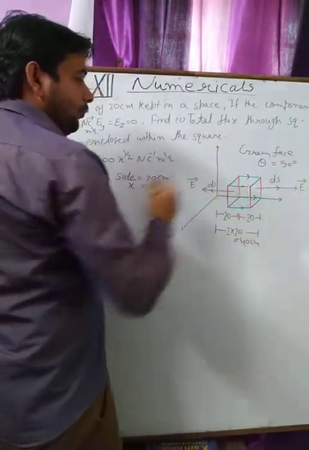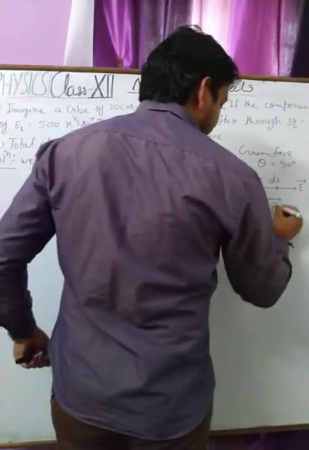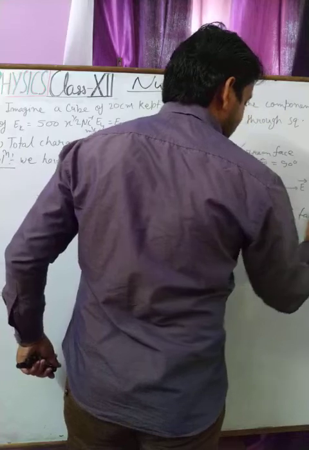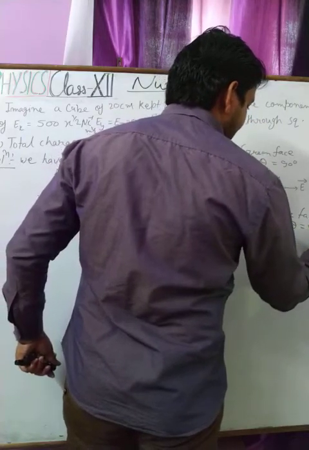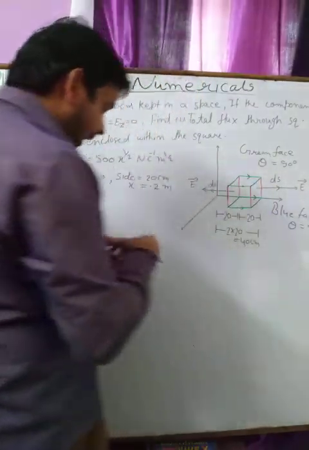Similarly, this blue face shows the direction of Z. So the blue face also makes theta 90 degrees. Now we are describing the angle for the red face.